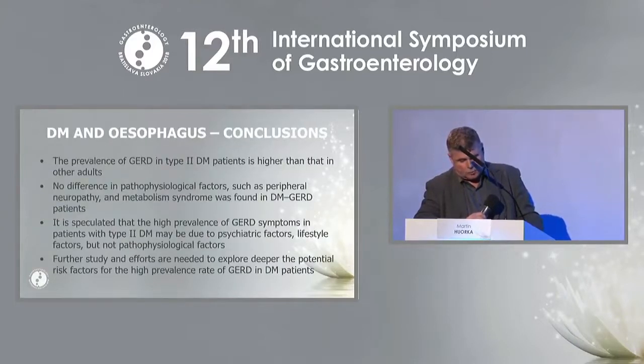To conclude about the esophagus and the problems of gastrointestinal motility there, the prevalence of GERD in type 2 is really higher than in other adults. But no difference in pathophysiological factors such as peripheral neuropathy and metabolic syndrome was found in DM and reflux patients. It means that some psychological, psychiatric, and lifestyle habit factors can play a great role in this topic, and for that reason further study and efforts are needed to explore more deeply the potential risk factors for the higher prevalence rate of reflux disease in DM patients.